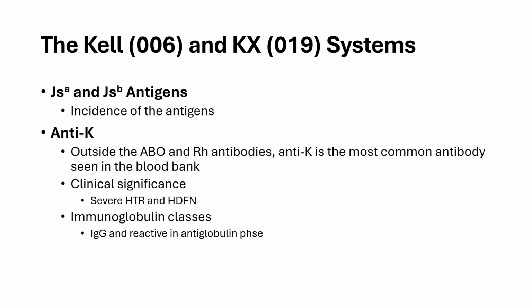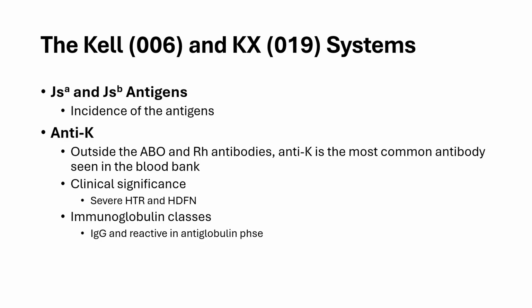Then we have the KEL blood group system continued. So we have the JSA and JSB. As for their incidence, JSB is a highly prevalent antigen. It is present in most individuals, whereas JSA is a low prevalence antigen. It is found in fewer people.